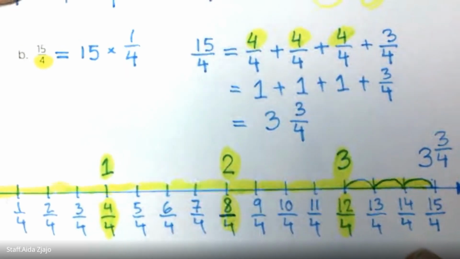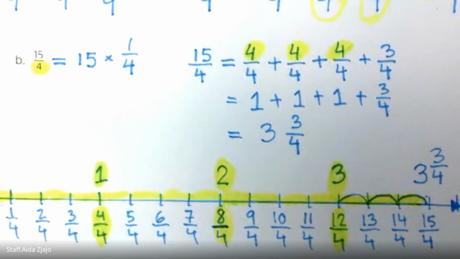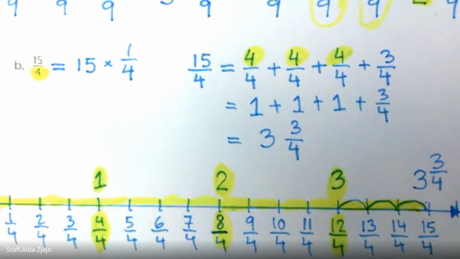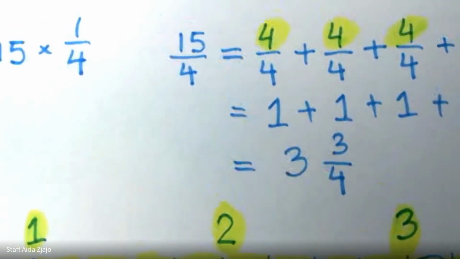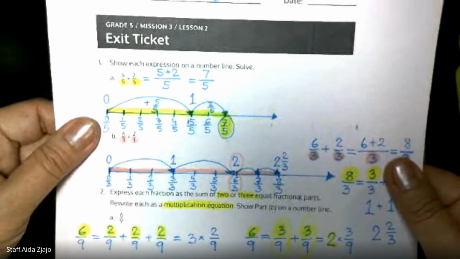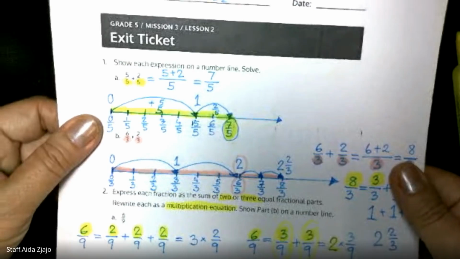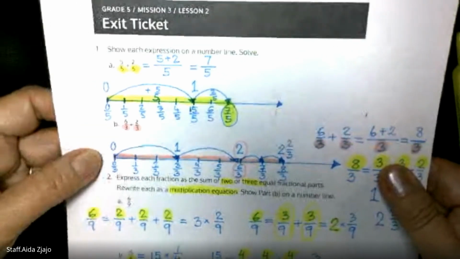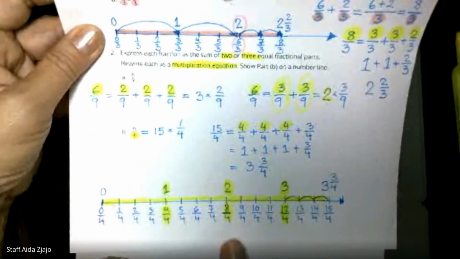I think that would be it. Let me make it smaller so you can see all that. So we did the exit ticket, grade 5, mission 3, lesson 2. We did problem 1 and problem 2.